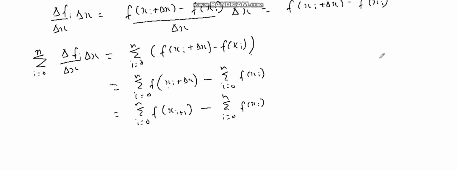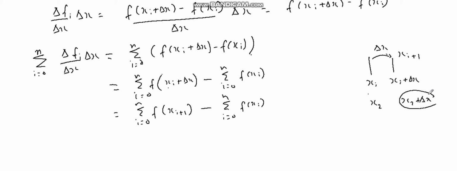Why is it written like this? If this is x_i and this is x_i plus delta x, then this difference is delta x, so that's definitely x_{i+1}, okay. If this is, let's say, x2, then that must be x2 plus delta x, which is exactly equal to x3, okay.